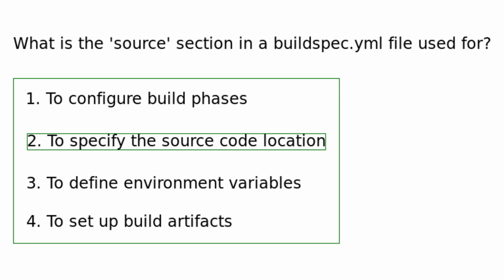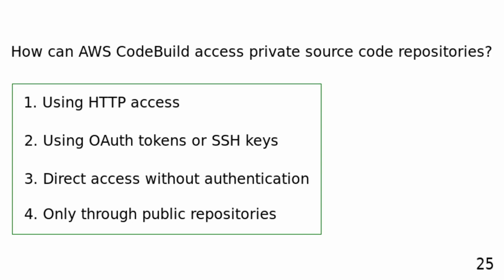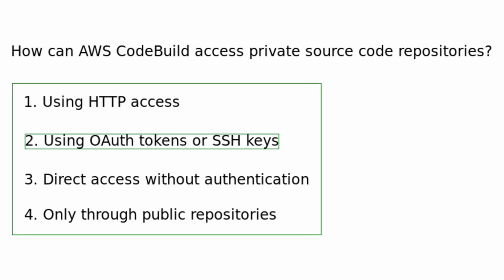The source section in a buildspec.yml file specifies the location of the source code. How can AWS CodeBuild access private source code repositories? Using HTTP access. Using OAuth tokens or SSH keys. Direct access without authentication. Only through public repositories. AWS CodeBuild can access private repositories using OAuth tokens or SSH keys.